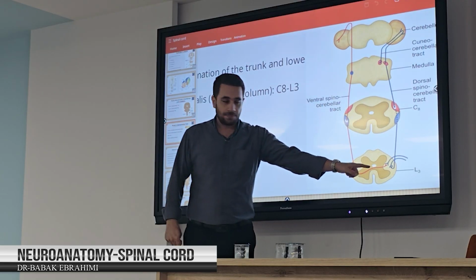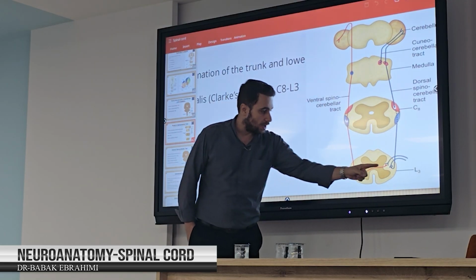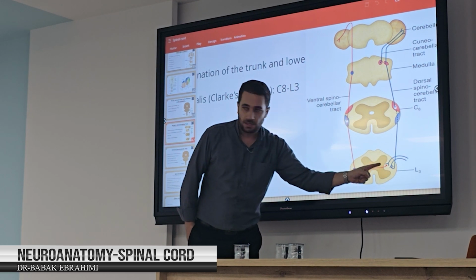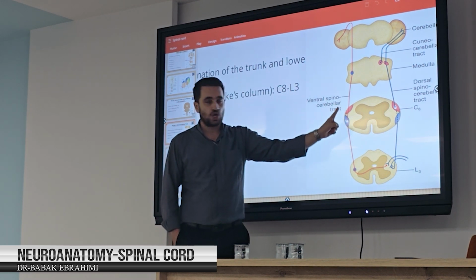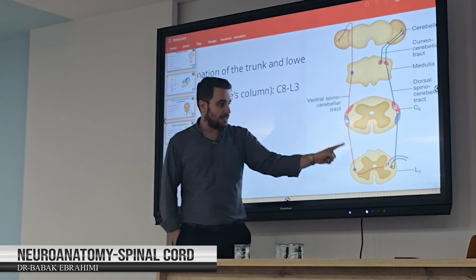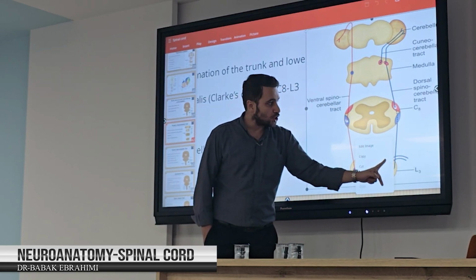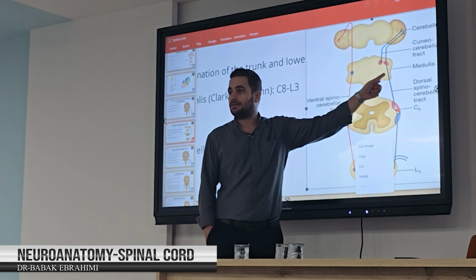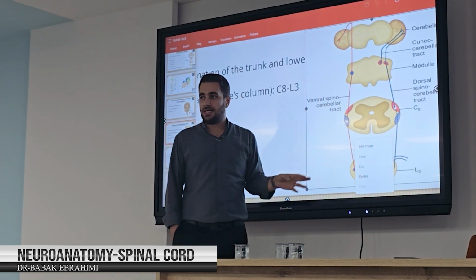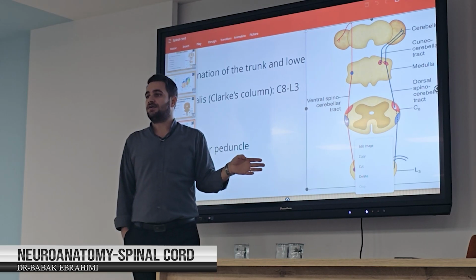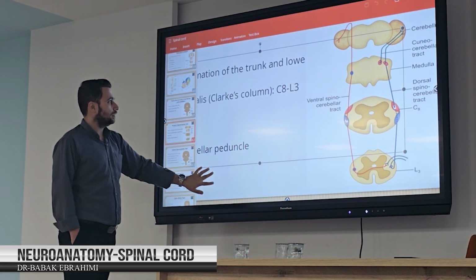Look at here, the red one, ventral spinocerebellar. It comes to spinal cord. It has cross, then goes upward. But the blue one comes to spinal cord and goes upward at the same side. Okay? So one of them has cross and another one doesn't have any cross.